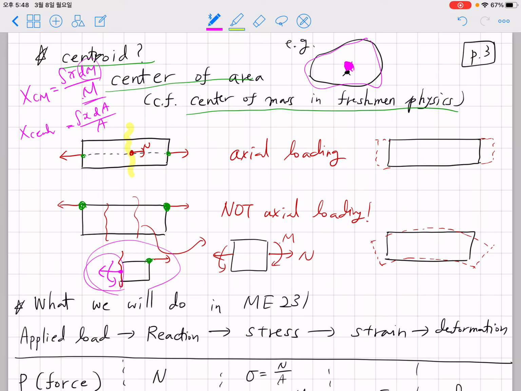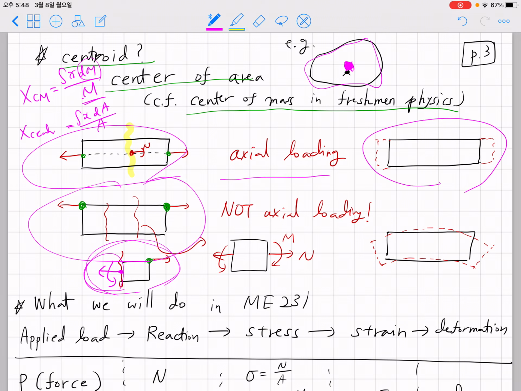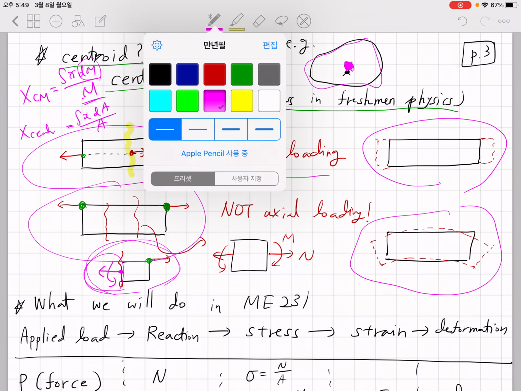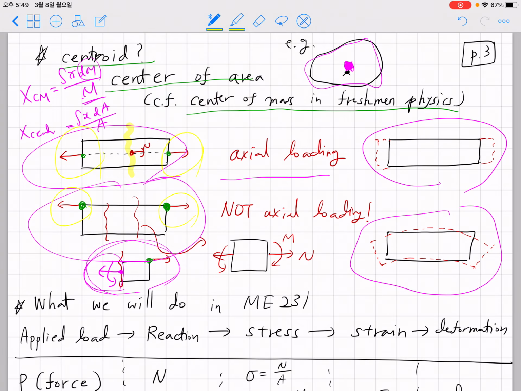Because you need both moment and normal force acting at the centroid to make a balance, you should not call this axial loading. Actually, if you study the deformation of these two cases, deformation of axial loading always occurs in this kind of shape, only extension. However, deformation of non-axial loading would accompany some bending. So when somebody asks what is axial loading, if you just look at this part, you may answer that okay, both of them are axial loading, but actually it is not.